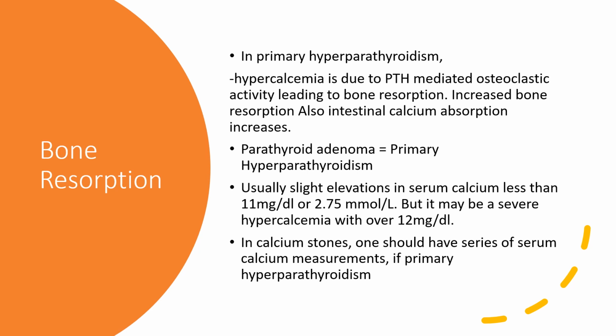Usually there is a slight elevation in serum calcium, less than 11 mg per dL or 2.75 millimole per liter, but it may be a severe hypercalcemia with over 12 mg per dL. In calcium stones, one should have a series of serum calcium measurements if we're dealing with primary hyperparathyroidism.